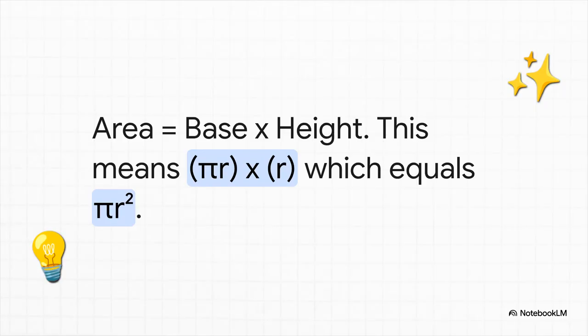Since the whole circumference is 2 pi r, half of that is just pi r. And now for the moment of truth. We just have to find the area of our new parallelogram. That's just base times height. So that's pi r times r. And what does that give us? Pi r squared. And there it is. We didn't just memorize the formula, we actually just derived it by rearranging the pieces.